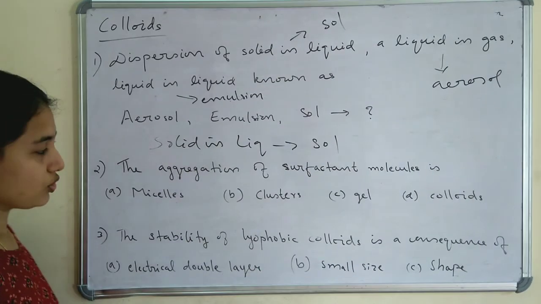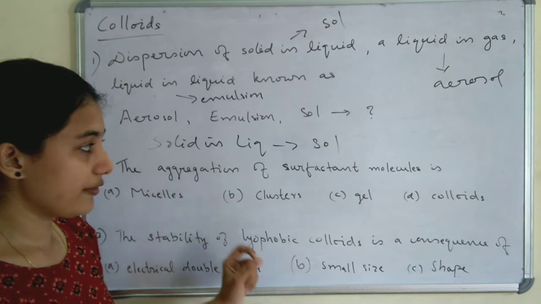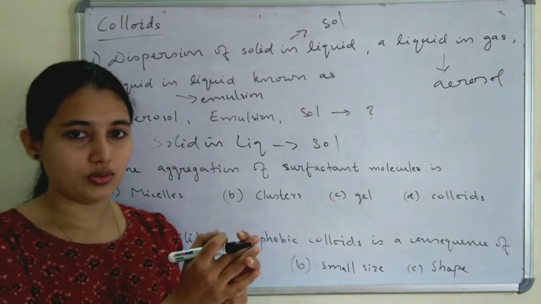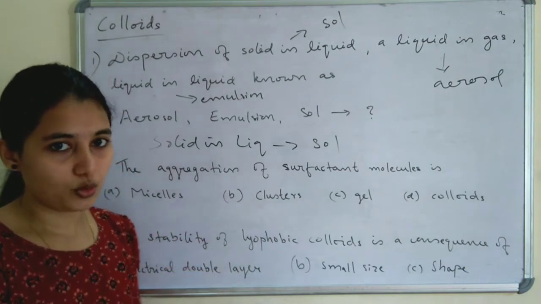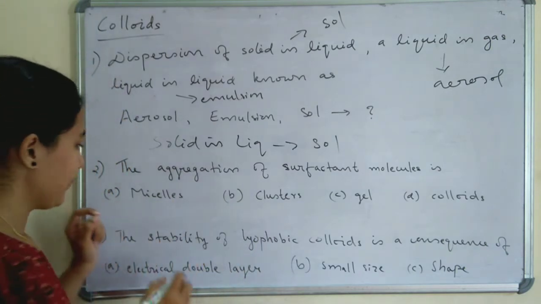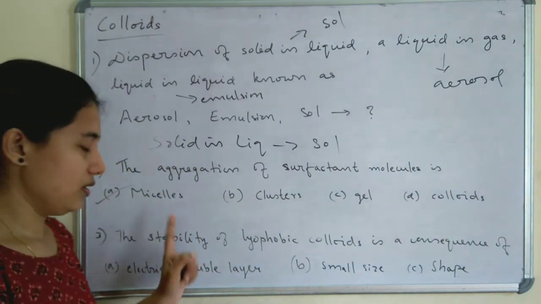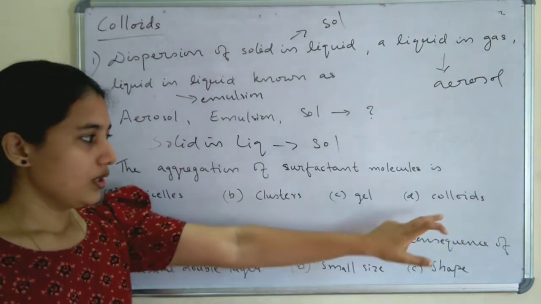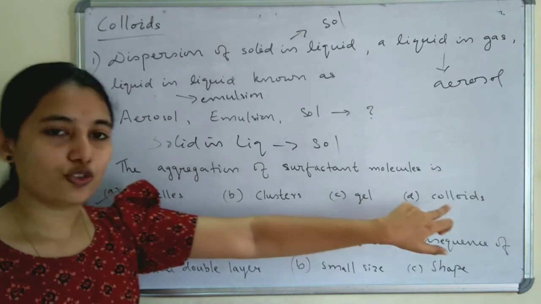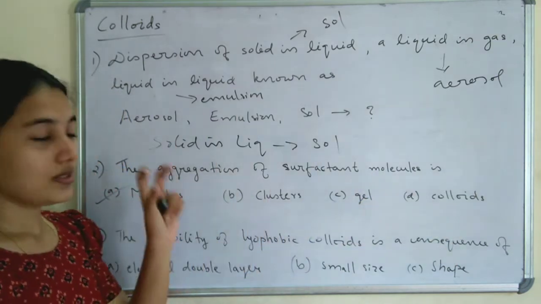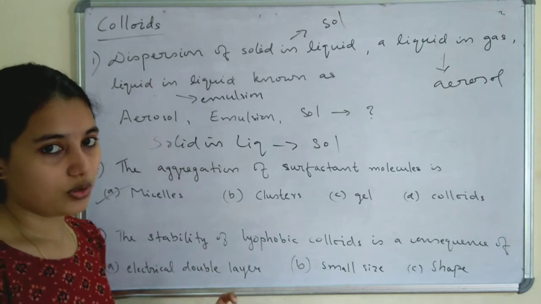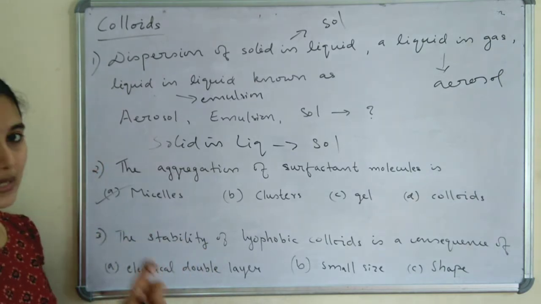Now coming to the second question, the aggregation of surfactant molecules is called, aggregation of surfactant molecules means the combining of surfactant molecules is called micelle. So micelle is the right answer. Clusters, gel and colloids are parts of colloidal chemistry. Gel is a form of colloid. So the aggregation of surfactant molecules is called micelle.